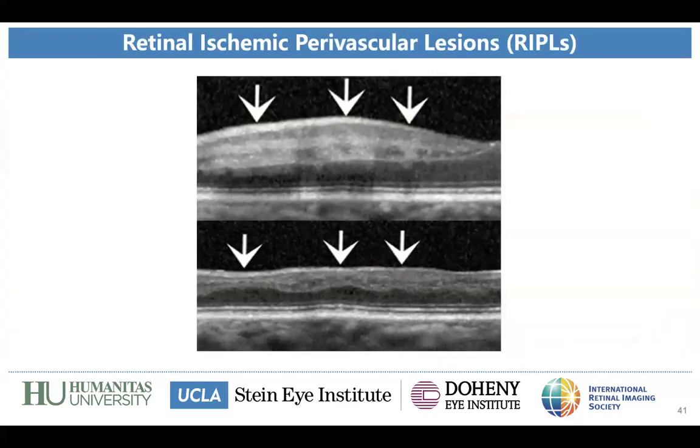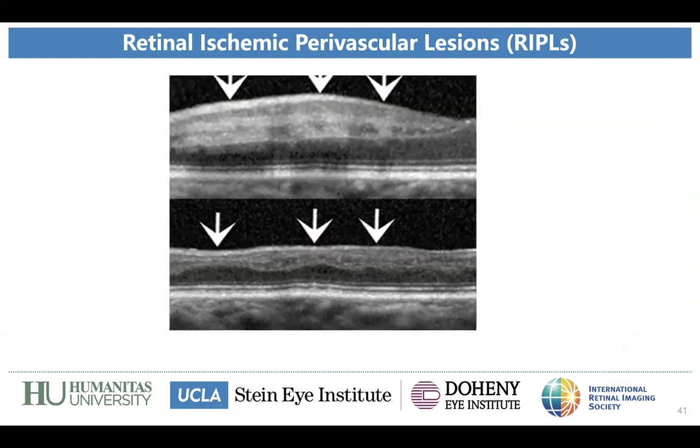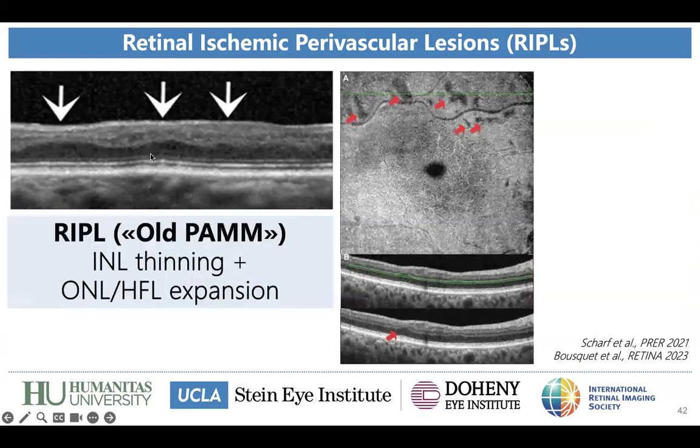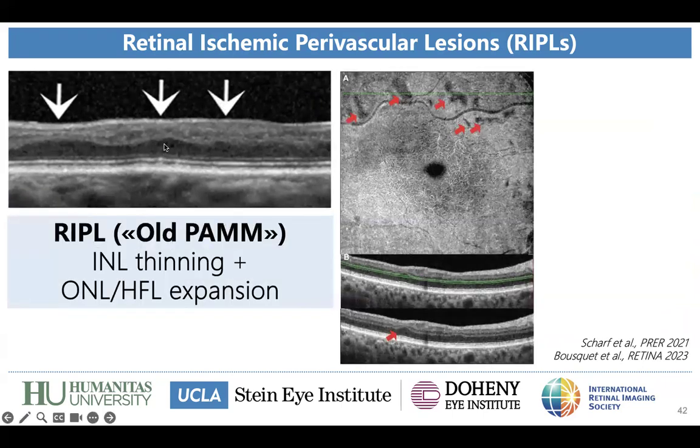It's also very important to understand the legacy of PAM lesion, and this is represented by ripples, retinal ischemic perivascular lesions. These lesions are defined by an inner nuclear layer thinning accompanied by an outer nuclear layer and especially Henle fiber layer expansion. These lesions are very easily identified thanks to OCT segmented at the level of the middle retina as these hyperreflective lesions.